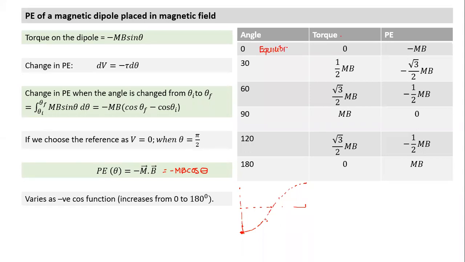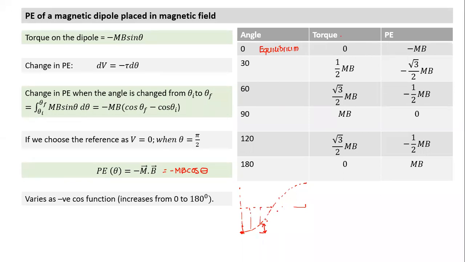Suppose I ask you, what is the work done to rotate by 60 degree? Or the work done to rotate by 30? See, I can mark it here also: 30 degree, 60 degree. What is the work done to rotate by 60 degree? The work done to rotate by 60 degree will be the increase in potential energy. This is the quantity of work done to rotate by 60 degree.